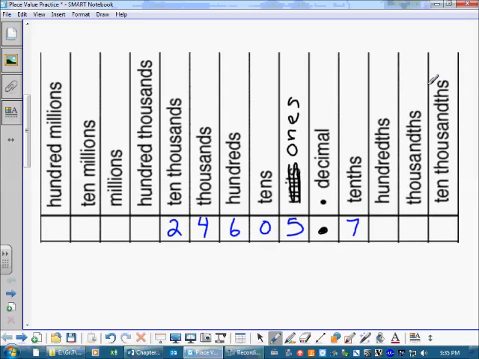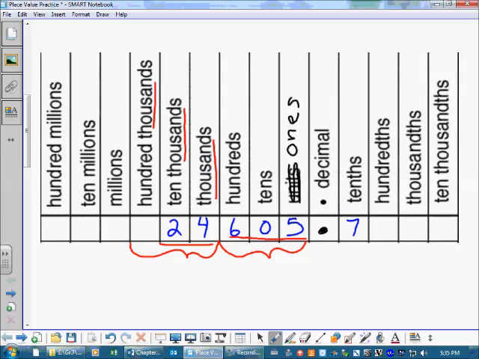So a little bit of practice here. Again, we're still looking at groups of 3. So there's one group of 3, and there's the other one. So we're going to start right here. So this is 24,000, because we're in the thousands group. So 24,605.